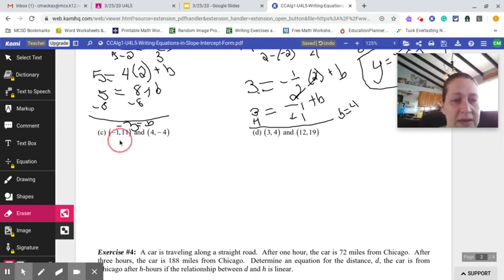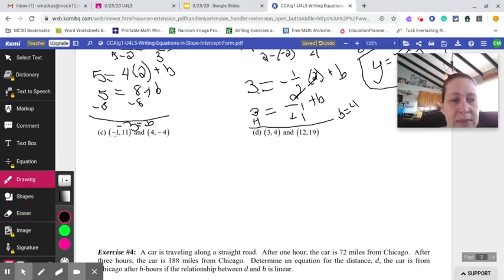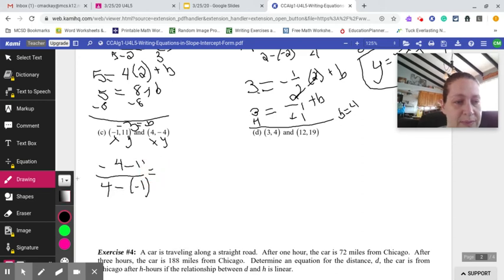Okay, this is my x. This is my x. This is my y. This is my x. This is my y. Okay, -4 minus 11 over 4 minus -1, which is -15. -4 minus -1 is 5. And this reduces to -3.